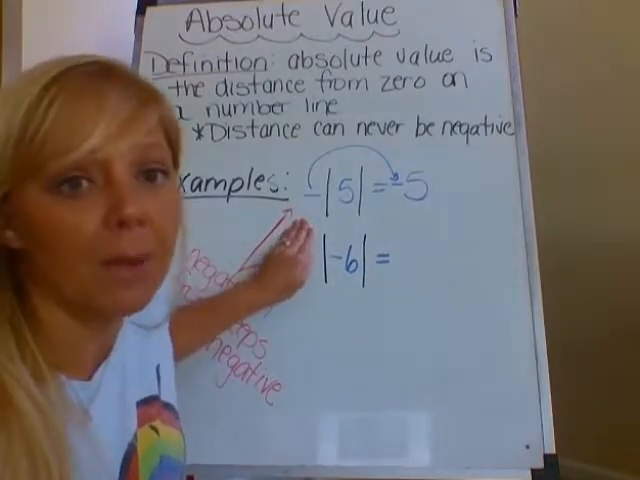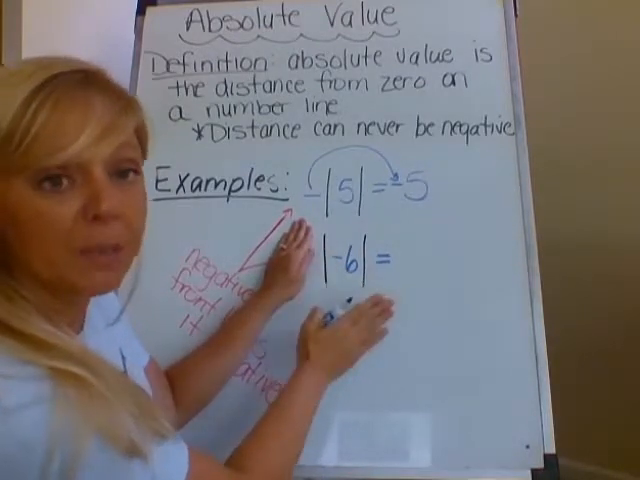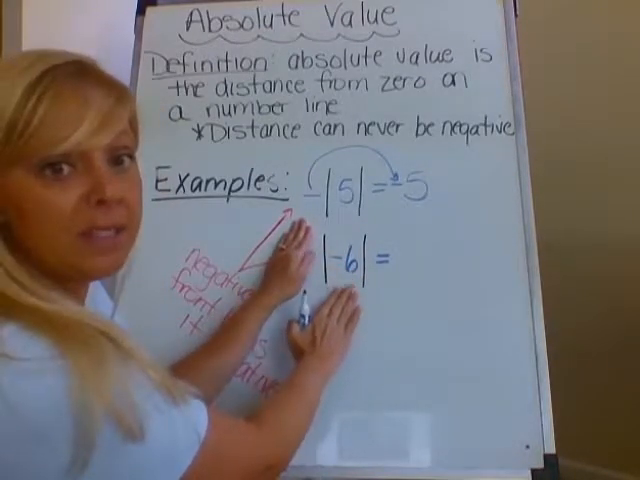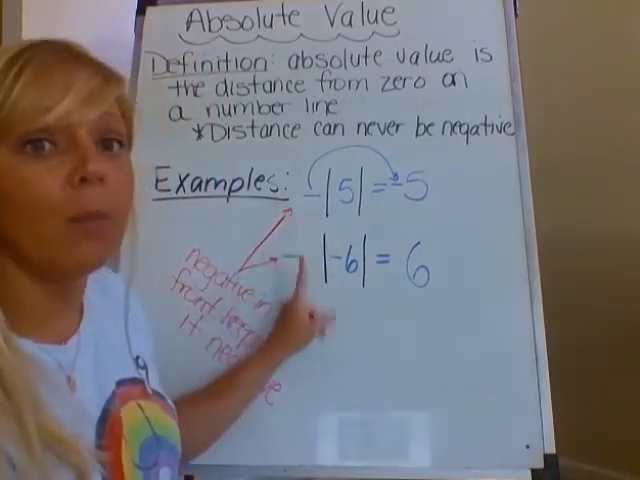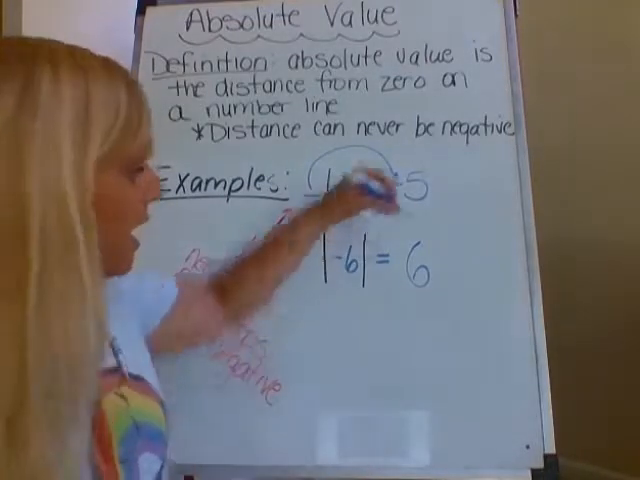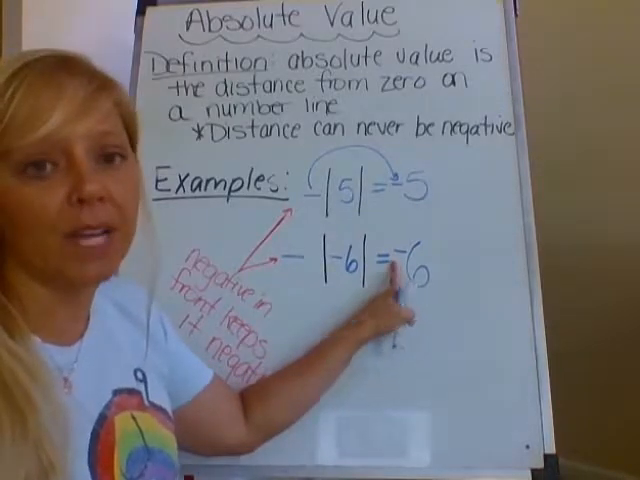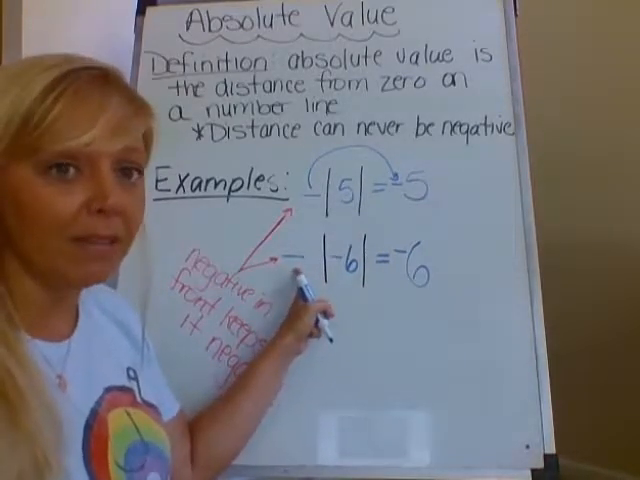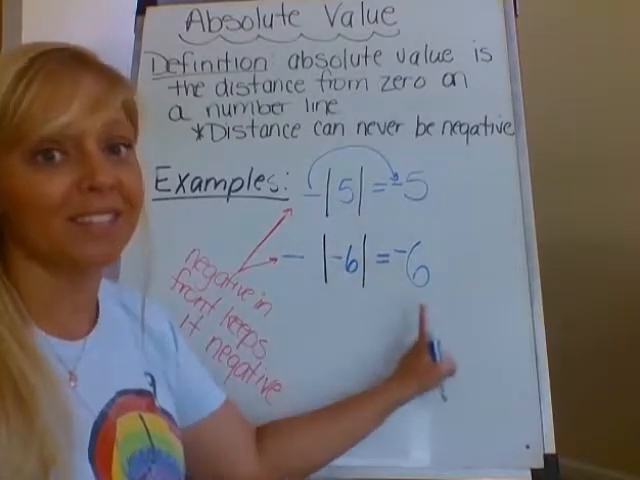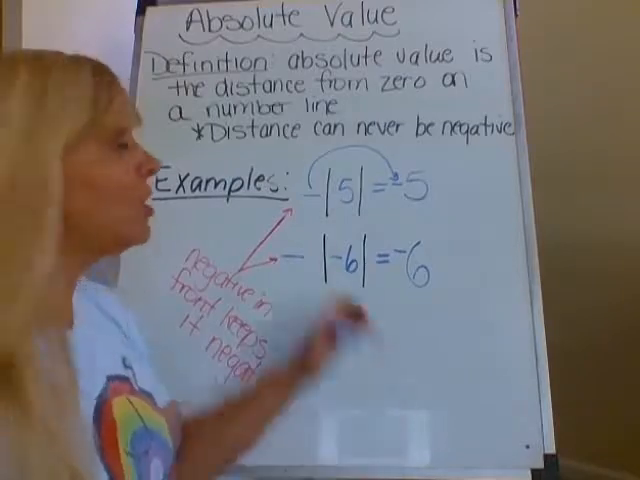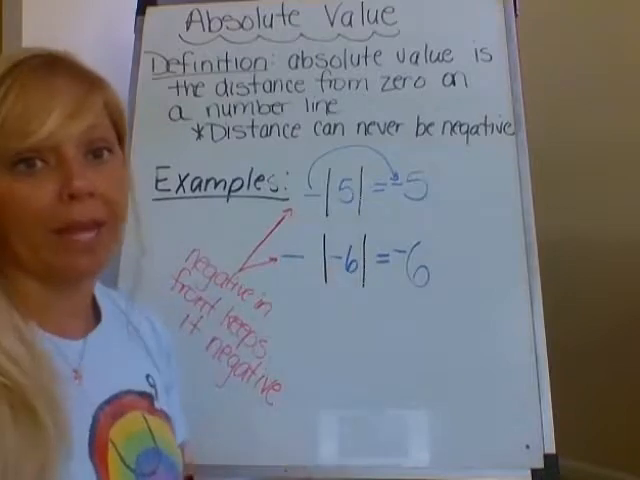So again, if I cover up my negative sign here, what is the absolute value of negative 6? It's positive 6, because remember, distance is never negative. So I have 6 written here. But because I have this negative sign in the front, it travels and goes in front of my positive 6. So the opposite, or the negative, of the absolute value of negative 6 is negative 6. These negatives in front aren't meant to confuse you. They just travel with my answer.